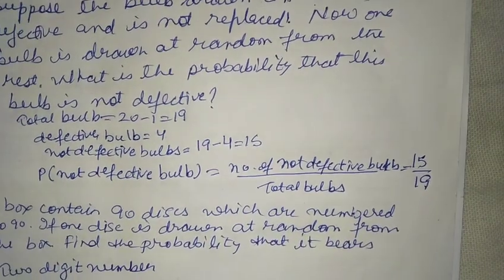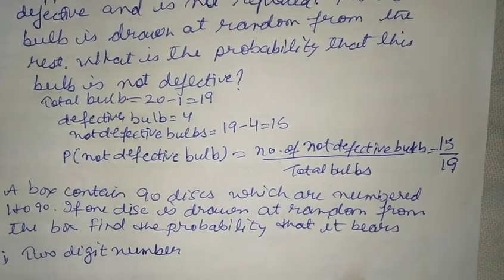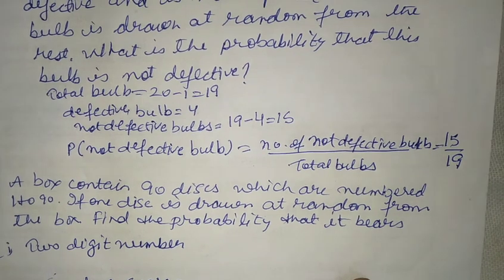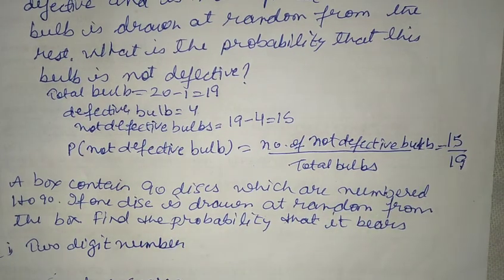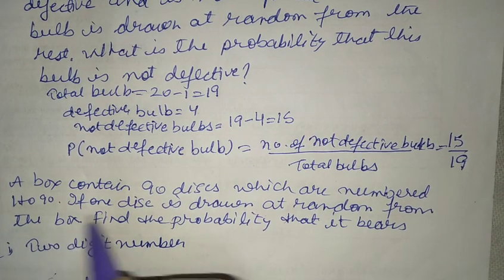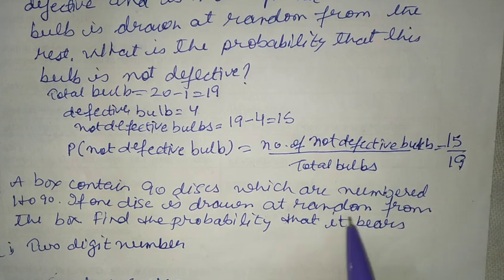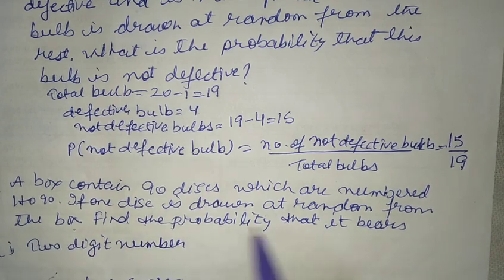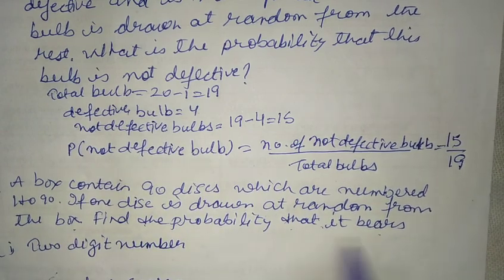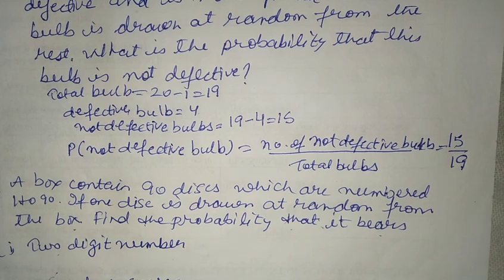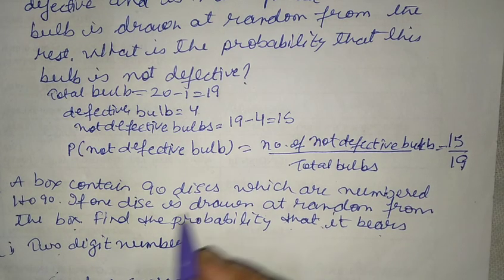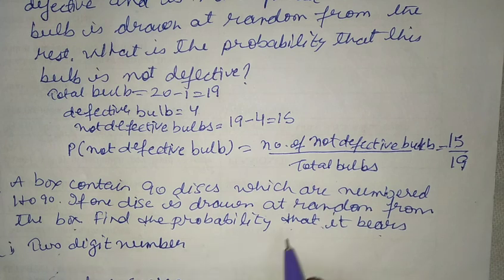Now let us go to our question 18 here. A box contains 90 discs which are numbered 1 to 90. If one disc is drawn at random from the box, find the probability that it bears a 2-digit number. So we have 90 discs here and they are numbered 1 to 90. So we have to find the probability that it bears a 2-digit number.